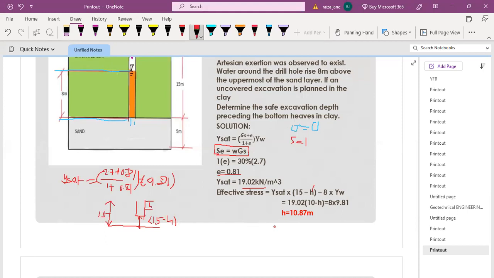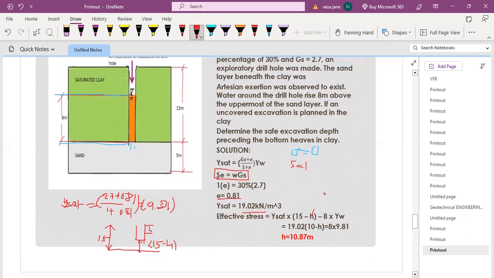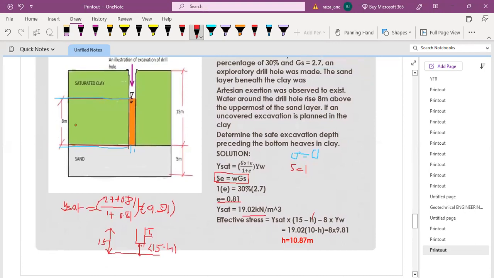Dito kasi, sa effective stress, para makuha natin yung effective stress, or rather, the depth of excavation h, kailangan natin... Effective stress is equal to unit weight of saturation times the 15 minus h, yung na-form natin na equation in here, minus yung drill hole rise in here above uppermost sand layer, sabi niya.